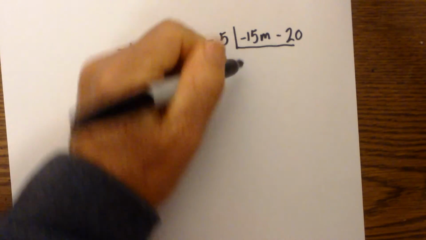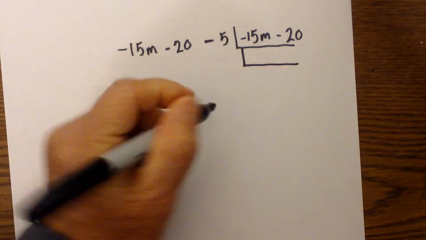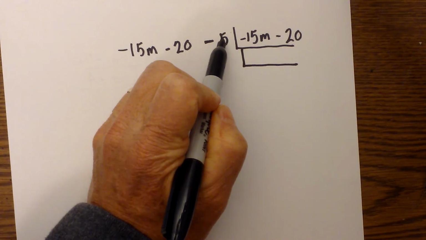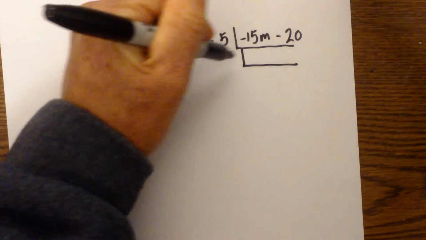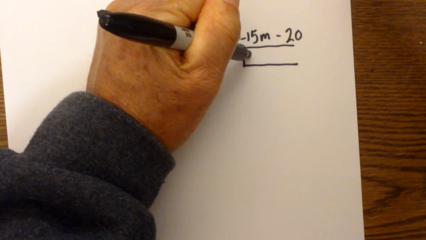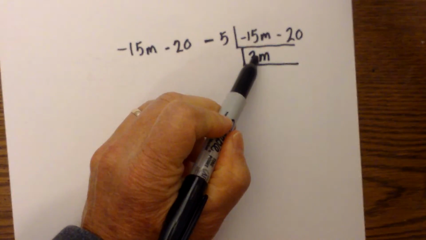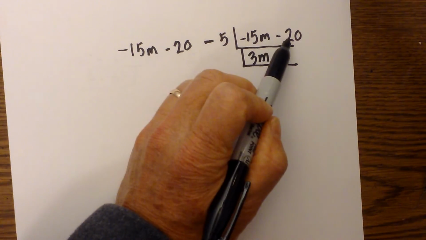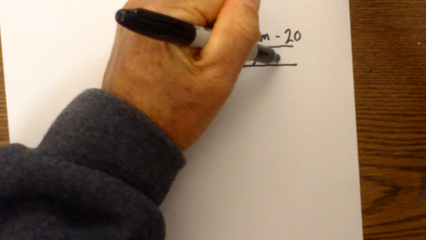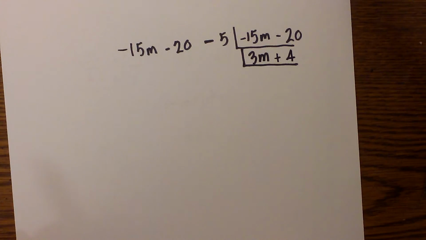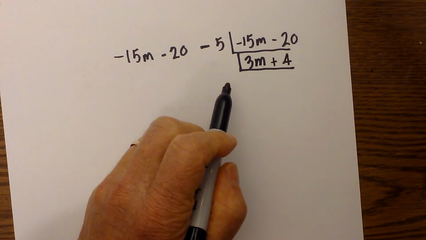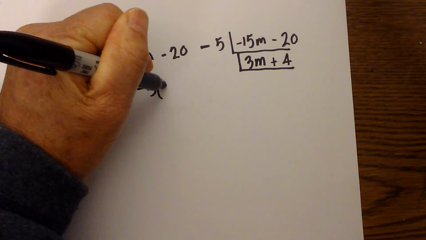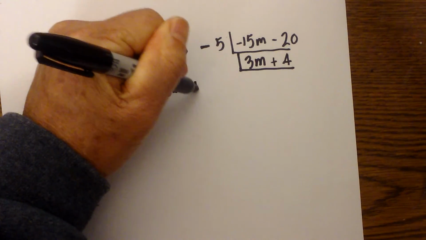What number multiplied by negative 5 equals negative 15m? And that is a positive 3m, because a negative times a positive is a negative. And now I ask myself the same thing. Negative 5 goes into negative 20. What do you multiply it by? And that is positive 4. Okay? I now have, there's no more common factors, so negative 5 is the greatest common factor. So I'll go negative 5, parentheses, 3m plus 4.